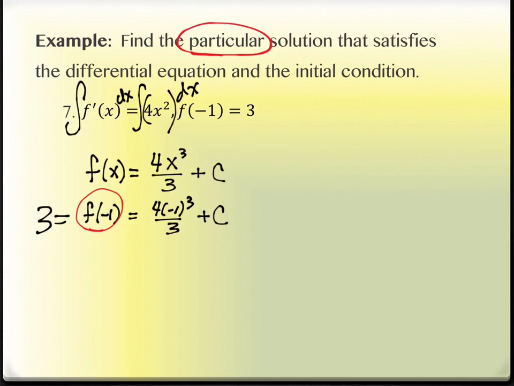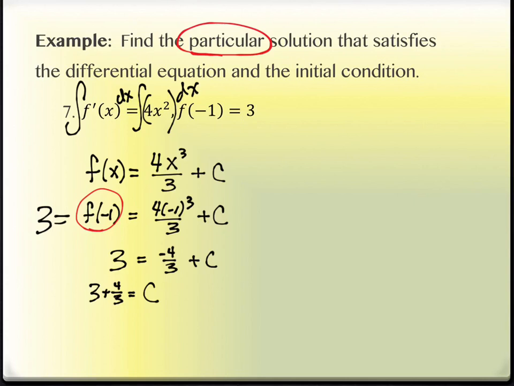Again, we're back to earlier algebra concepts you've worked with. What is negative 1 cubed? Negative 1 times 4. So I have negative 4 thirds on the right, plus c, and I have 3 on the left. And then what do I do? I add the 4 thirds. So what is 3 plus 4 thirds?